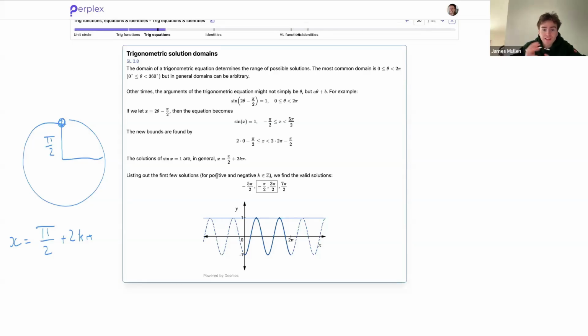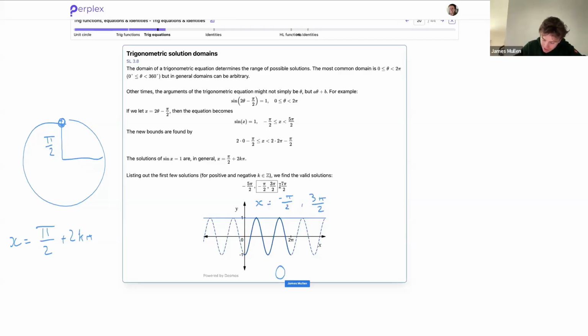Okay? So if I list out the first few positive and negative values here, if I do pi over 2 minus 2 pi, I have negative 3 pi over 2. Then I have pi over 2. Then I have 5 pi over 2. And what I do then is I use the interval, which I found for x, to decide which of those would have been valid for theta. Okay? So these are the solutions for x. I have x is equal to negative pi over 2 and 3 pi over 2.